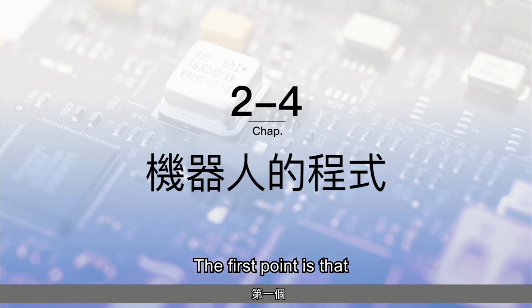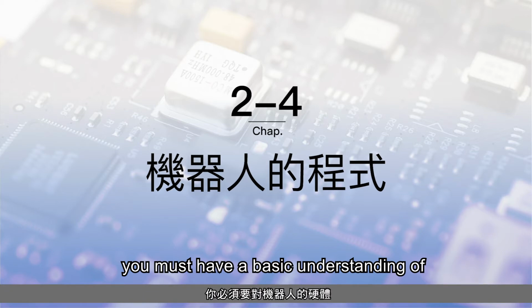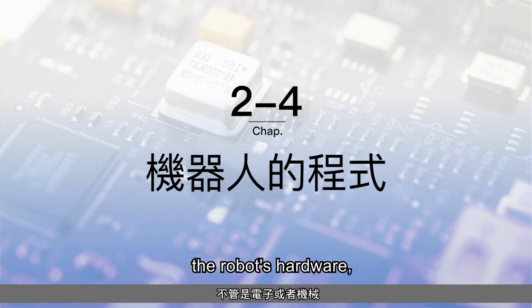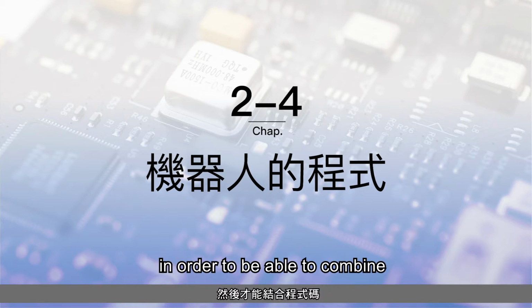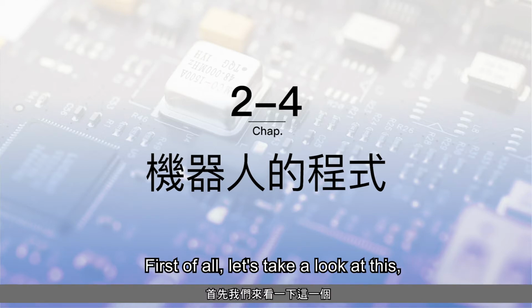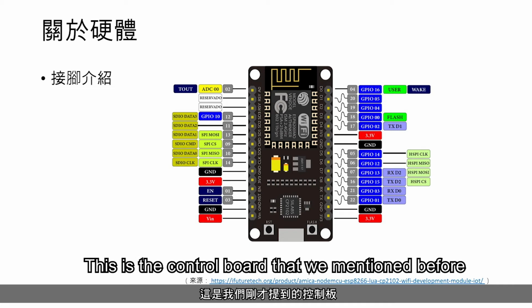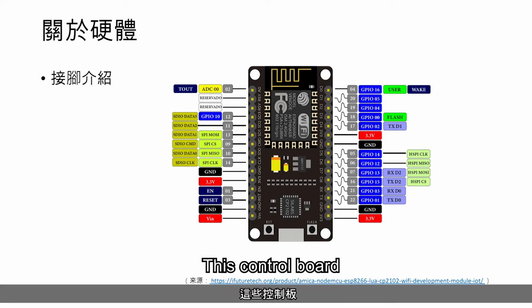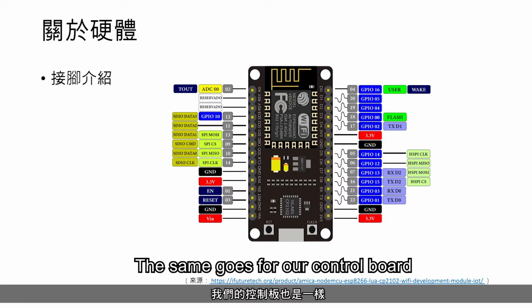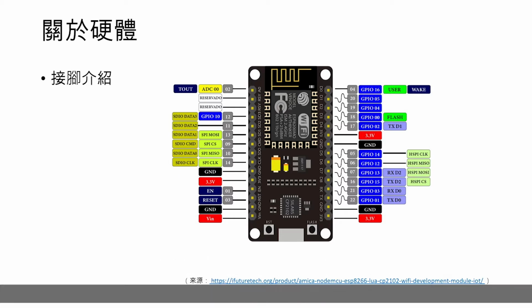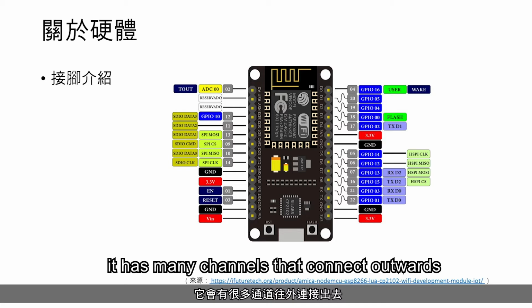The first point is that you must have a basic understanding of the robot's hardware, whether it's electronic or mechanical, in order to be able to combine with the programming code. First of all, let's take a look at this. This is the control board that we mentioned before. This control board is like our brain. Our brain will have neurotransmission and connect with the outside world. The same goes for our controller board. It has many channels that connect outwards.